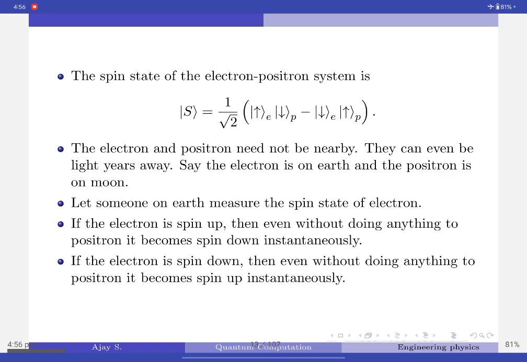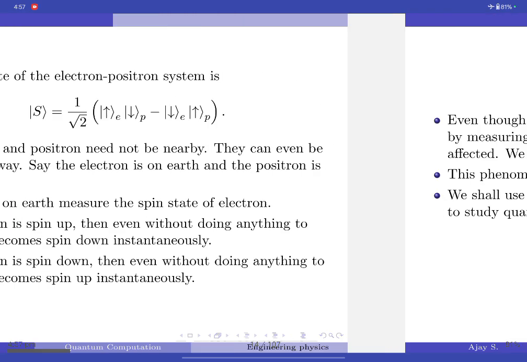The electron and positron need not be nearby. They can be even light years away after the decay. So the electron is on Earth, let us say, and the positron is on the Moon. Let someone on the Earth measure the spin state of the electron. If the electron is found to be spin up, then even without doing anything to the positron, it becomes spin down instantaneously. If the electron is found to be in spin down state, then even without doing anything to the positron, it becomes spin up instantaneously.